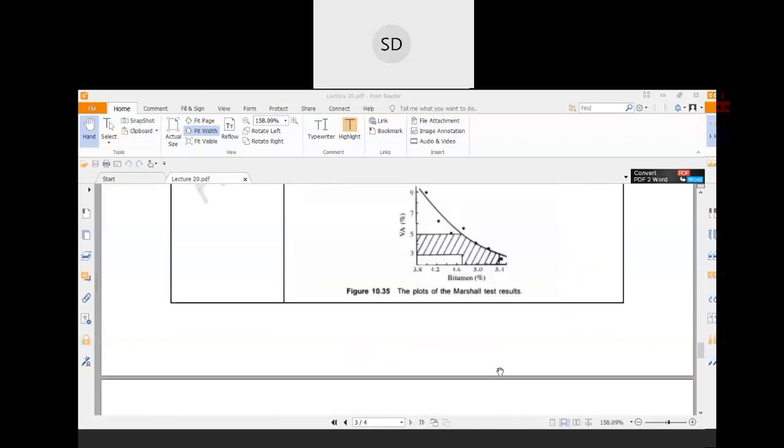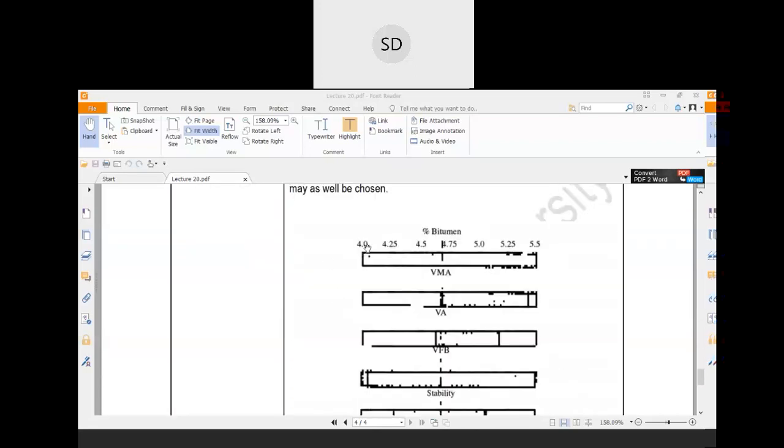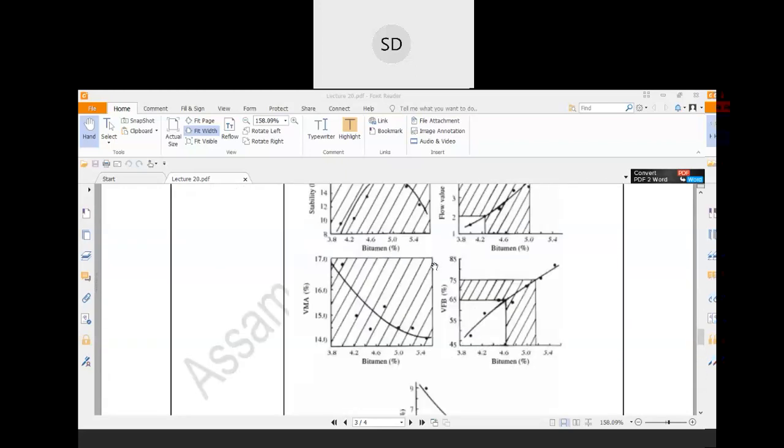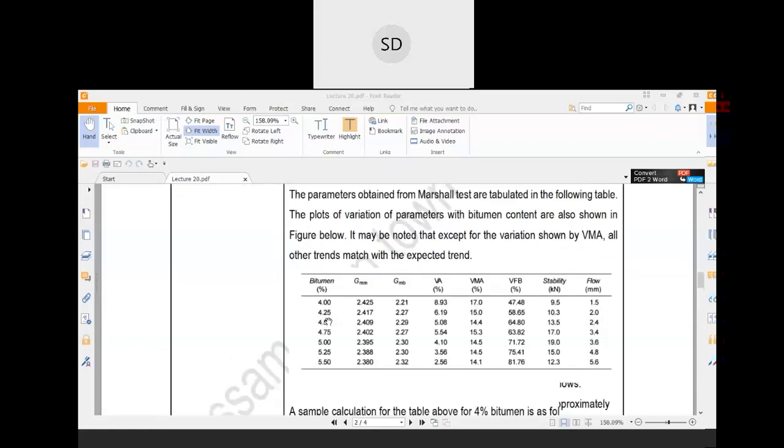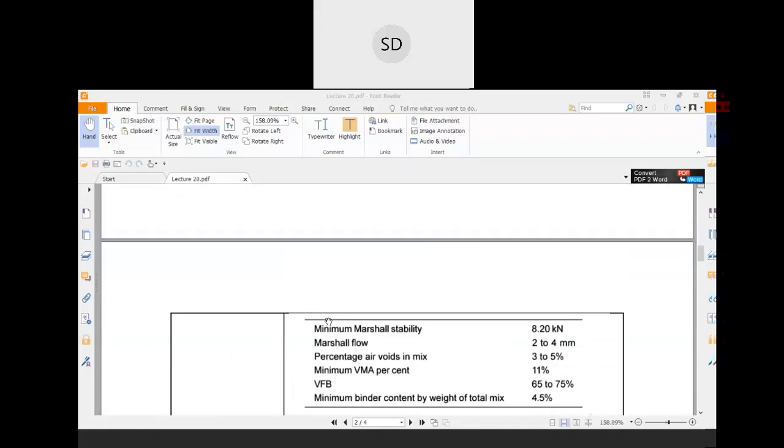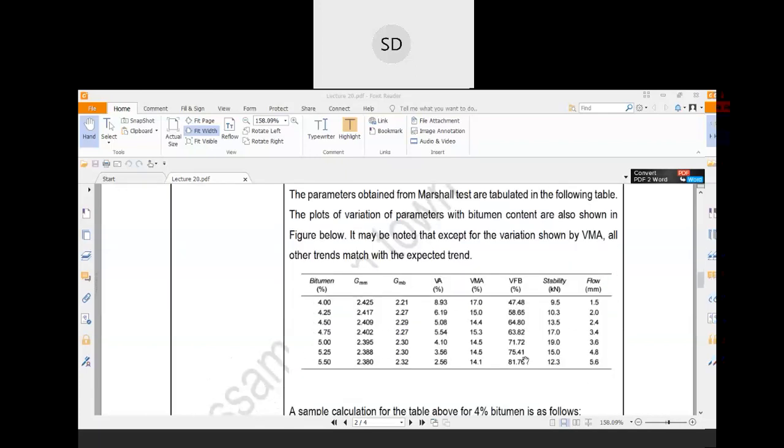So let us directly go for the 4.5%. In that case, if you go for the 4.5%, you just have to draw this one. You can observe that if you go for the VMA curve, up to 4.7 you will get a VMA value close to 15. Now, as per our requirement, what should be the minimum VMA value? Minimum VMA percentage should be 11%.